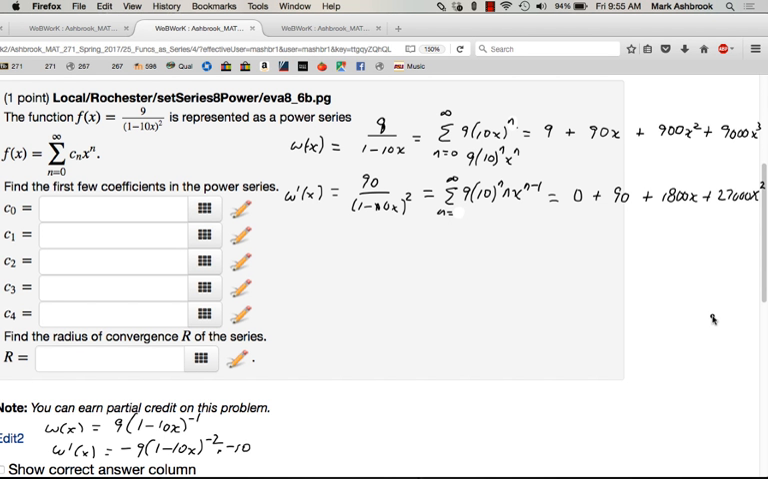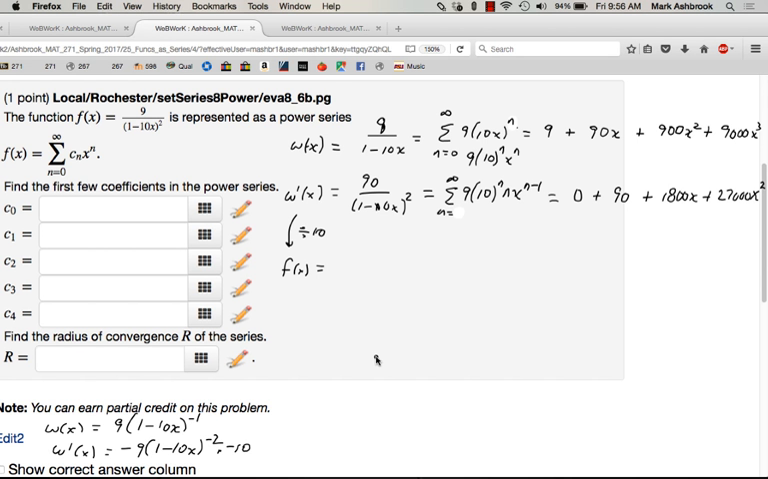Okay, is W prime equal to f? Is that what f is, W prime? It's very close, but not quite. What do we need to do to W prime now to get f? Right, so this is 90 over the denominator. F is 9 over. So if we want f, what are we going to do to W prime? Divide by 10.